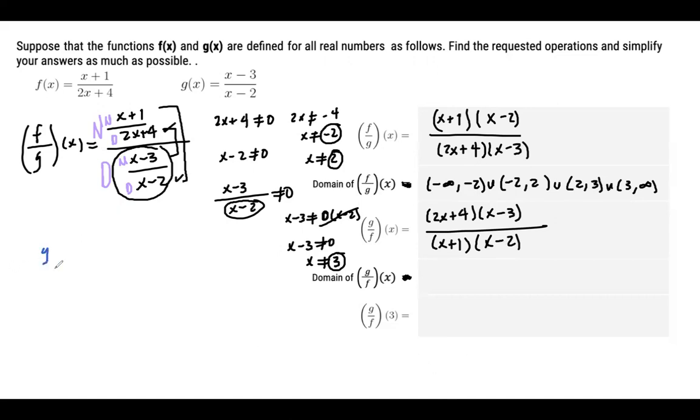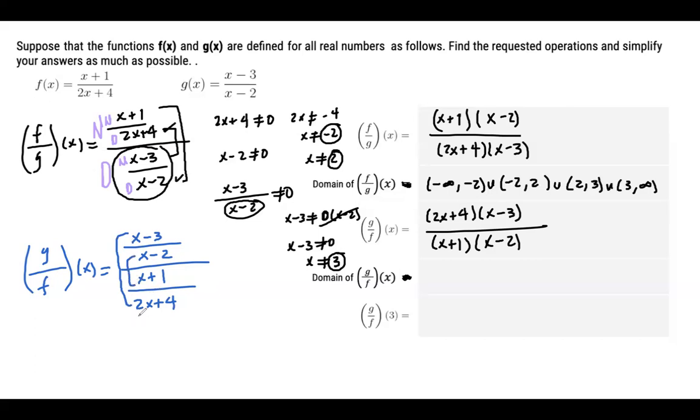So we have to just consider the denominators that came along the way. If we're doing g divided by f, that's x minus 3 over x minus 2, divided by x plus 1 over 2x plus 4. We're going to divide like that, but what we want to do first is locate all the denominators. So numerator by denominator, numerator by denominator, and big numerator, big denominator.